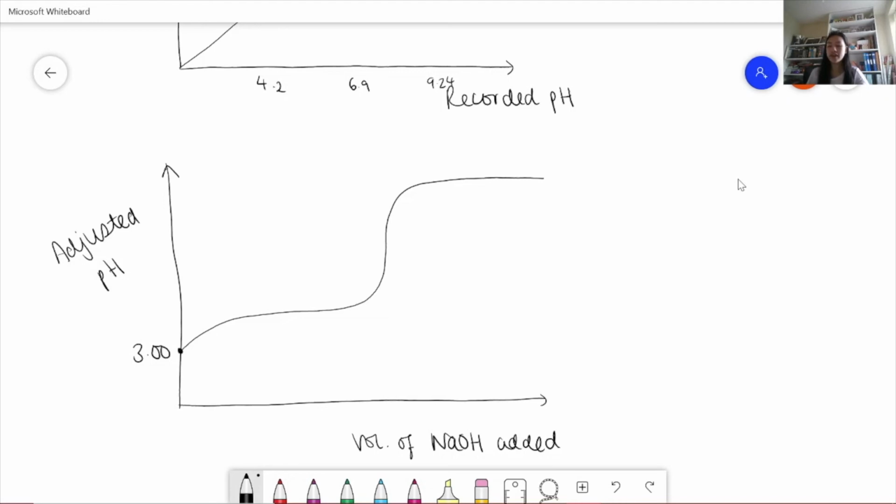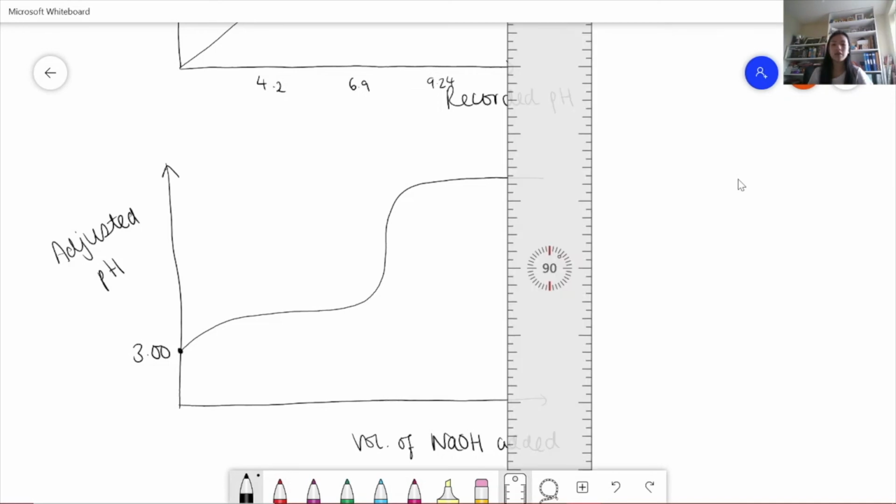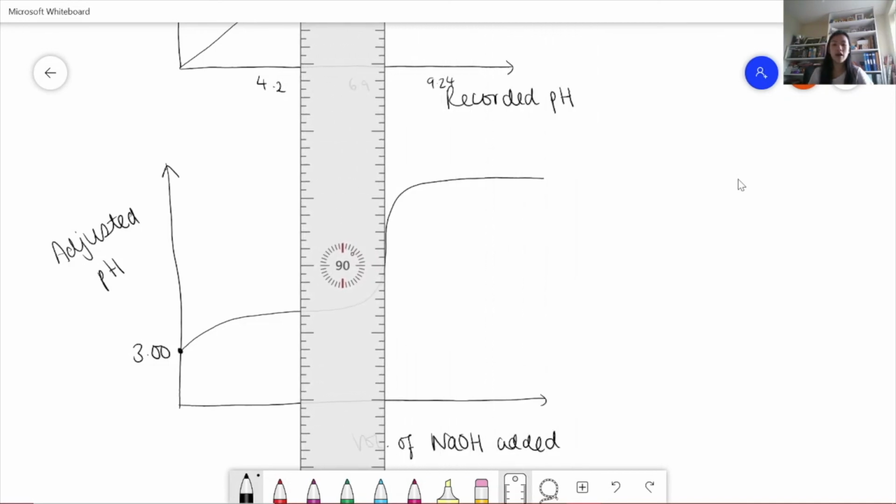So at the end of it, there's no dramatic increase in pH because we call this the end point, and there's a surplus of OH- ions. And we call this point here, where there is a dramatic increase in pH, the equivalence point.